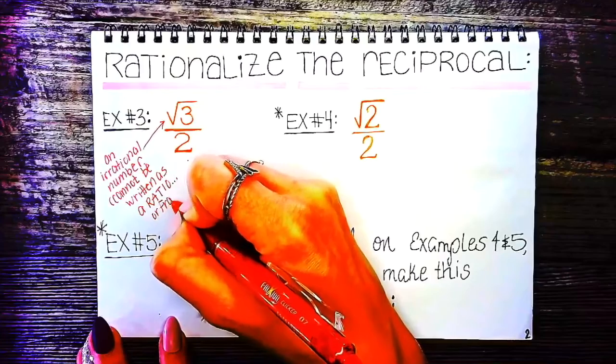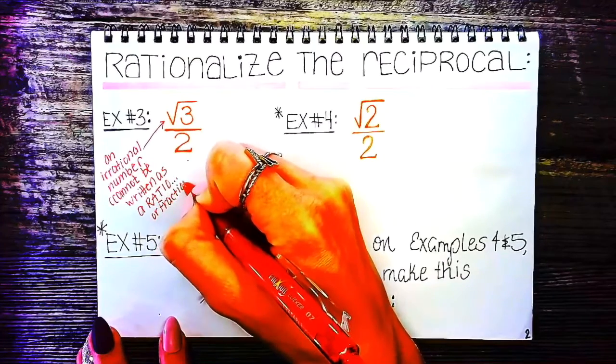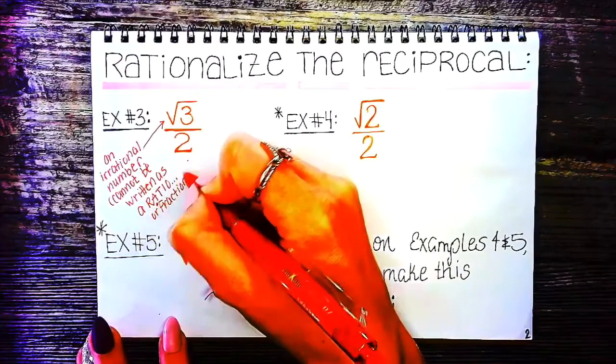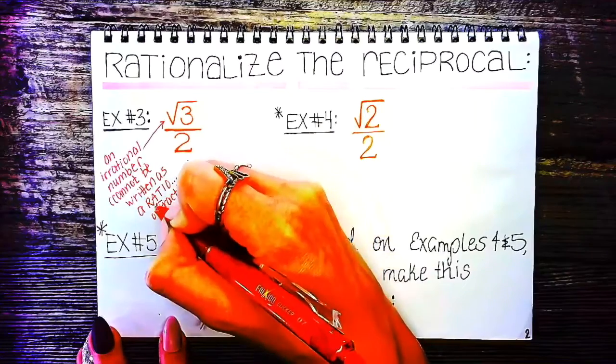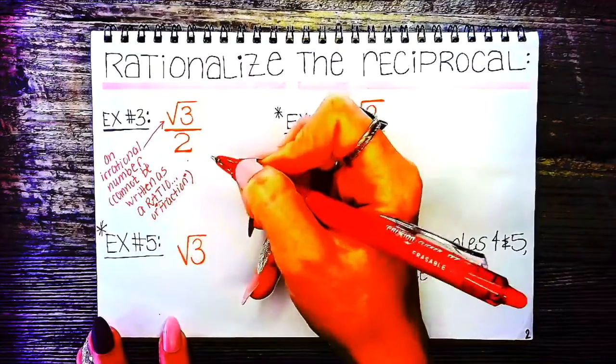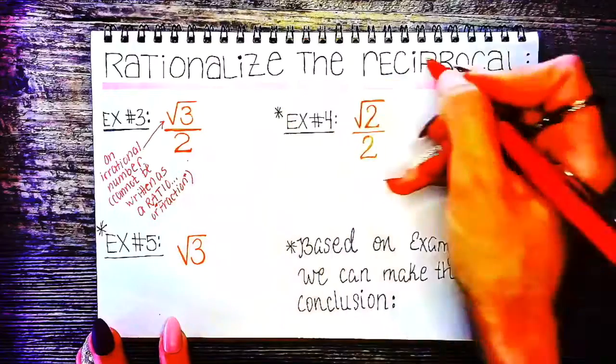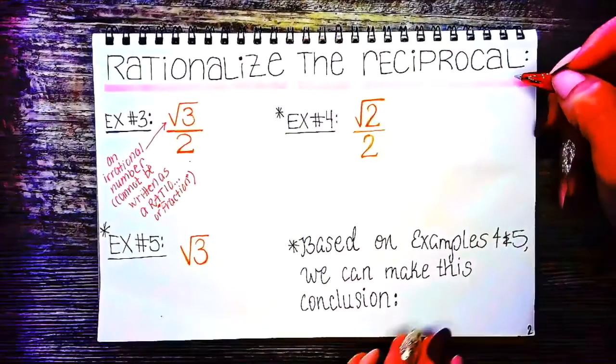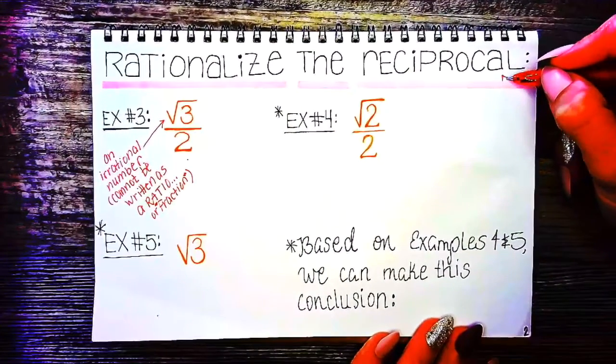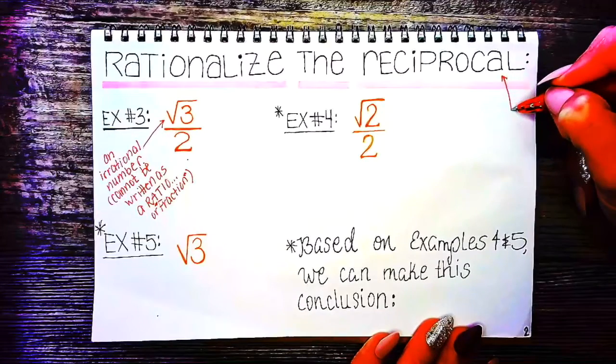Pi is irrational, and so is e, Euler's number. These are all numbers that go on and on forever and never repeat. Radical 3 and radical 2 are examples of an irrational number that cannot be written as a ratio or fraction. What about a reciprocal? Reciprocal, refliprocal.